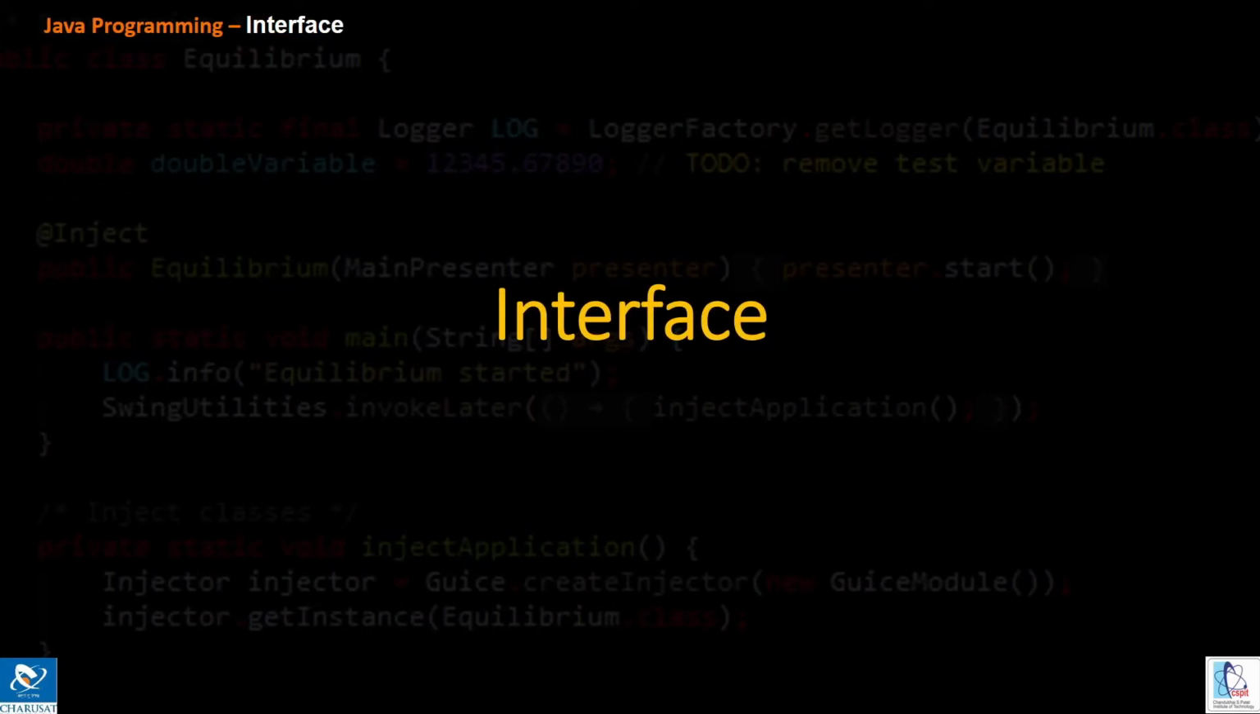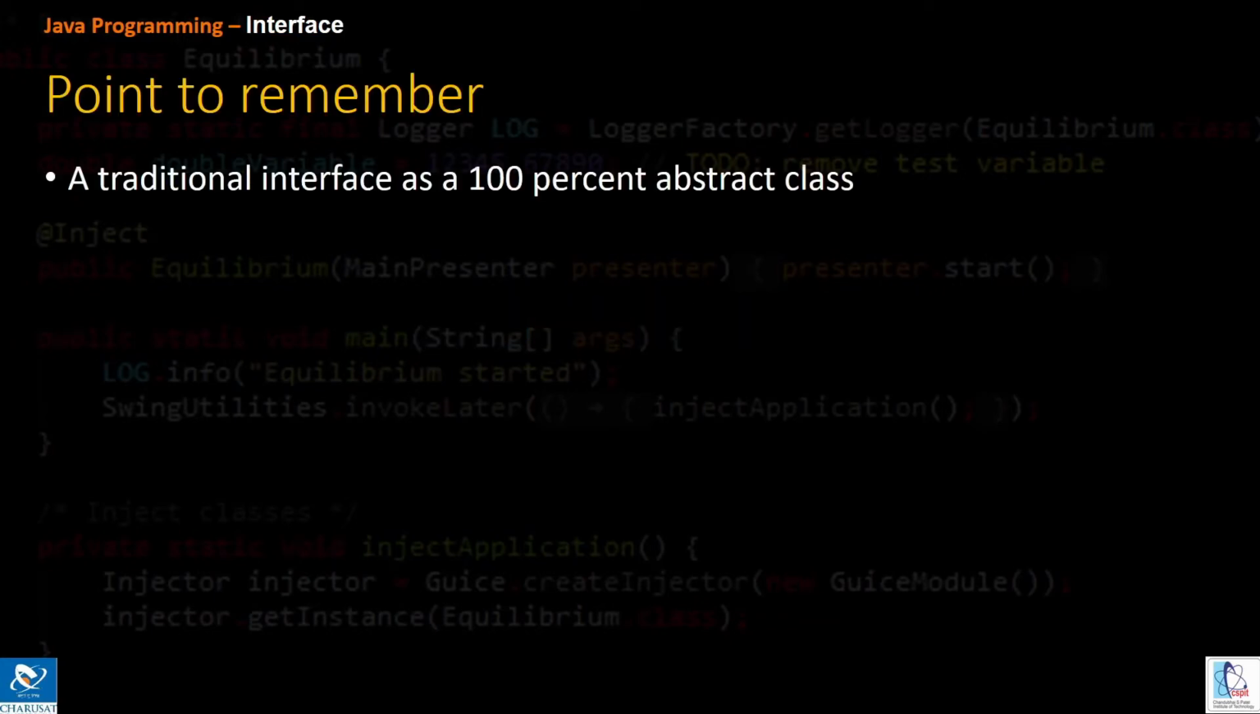In this video, we are going to see about the interface. So what is the point to remember? An interface is like an abstract class, but it will have all the methods abstract. And an interface is not a class, it is a different thing.